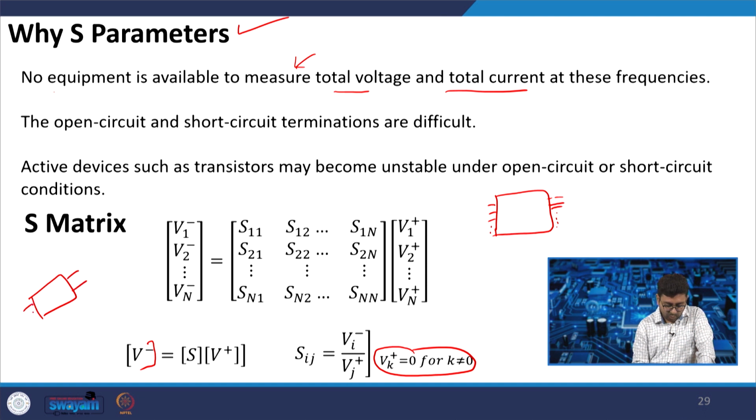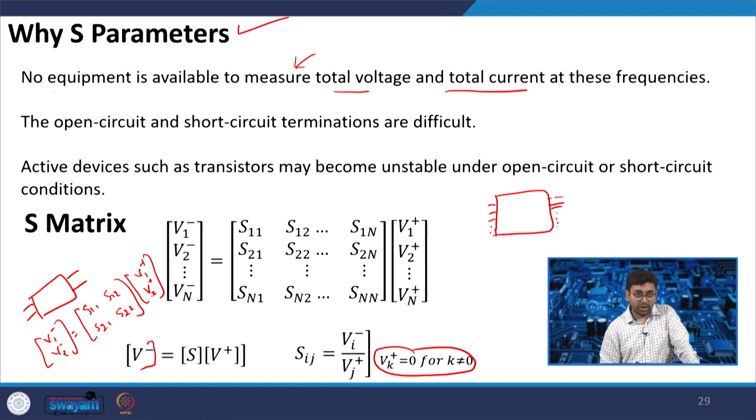So, let us say there are 2 ports, and you want to find the S parameter: V1 minus, V2 minus equals S11, S12, S21, S22 times V1 plus, V2 plus. How to find the S parameter? In order to find it, you need to make V2 plus equal to 0.